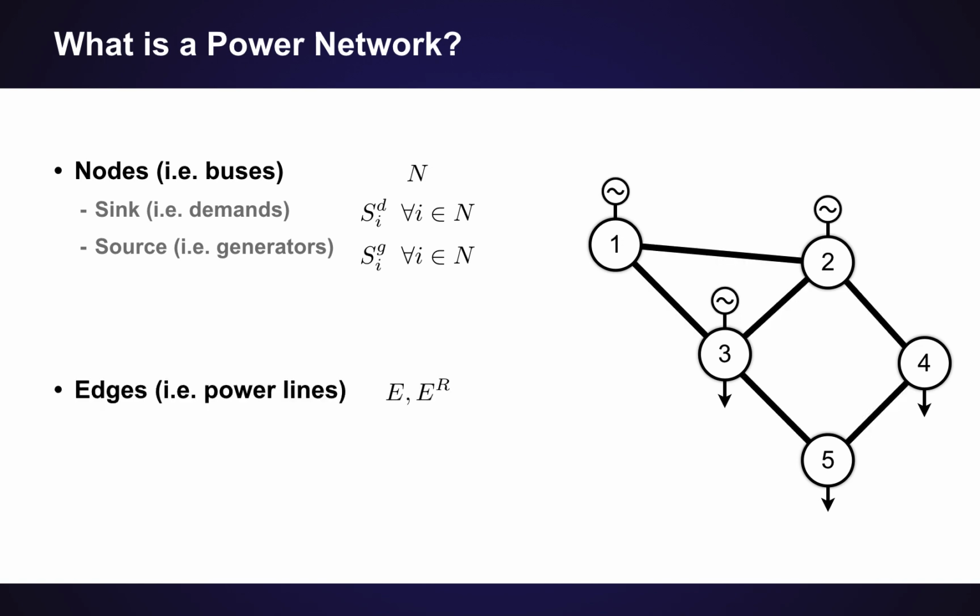Between the different nodes, we have edges, or so-called power lines, that are denoted here by E. Each of those power lines has an admittance, which represents how easy it is to transport power from one node to another over a given edge. So this is the system, and I'm now going to talk in a little more detail about what a power line is.